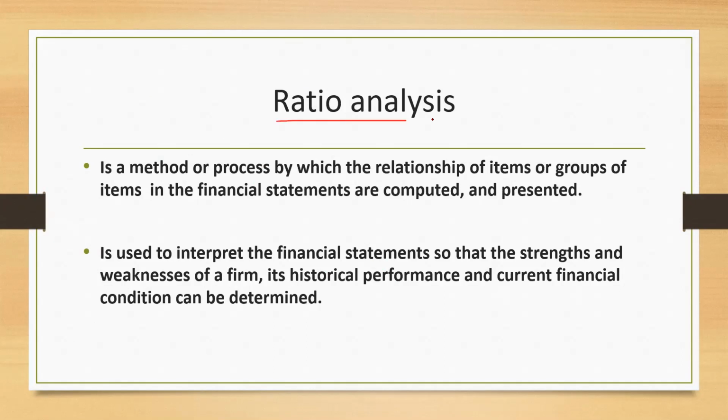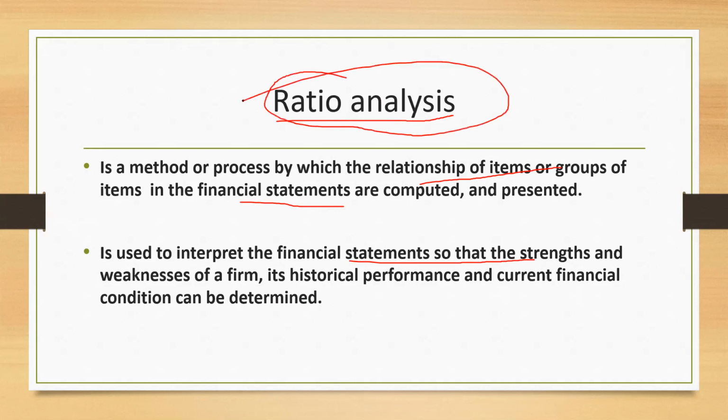Now see, ratio analysis analyzes the relation between two items or groups of items of financial statements, that means of the balance sheet and profit and loss statement, and then we can know our financial strength, our weakness, our historical performance, how the company is performing, what are its liabilities, what are its assets, and are its assets and liabilities enough to work further. All those analyses can be done with the help of ratio analysis.